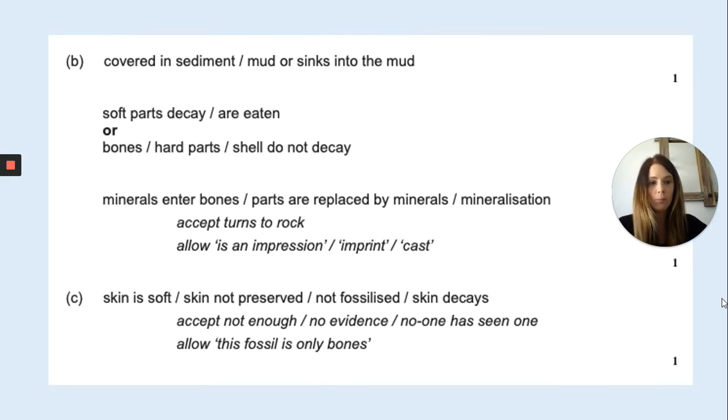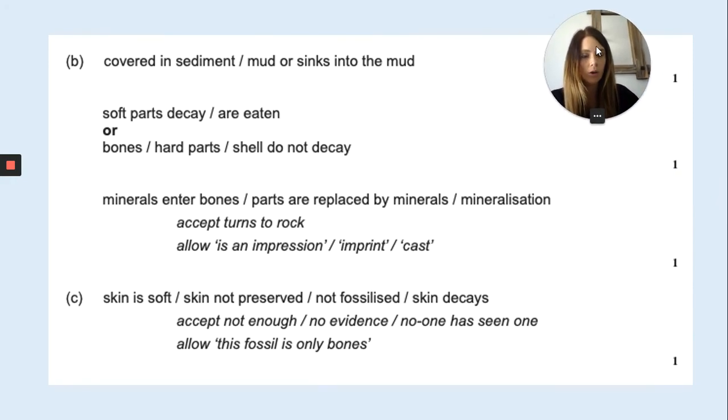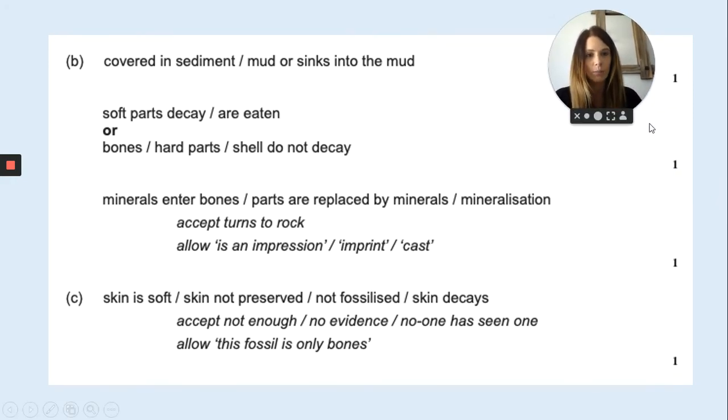Okay, here's your answers. You can mark your own. If you don't know if you get a mark or not, you can ask your biology teacher if you want them to double check. So for the first one, suggest how that fossil would occur.